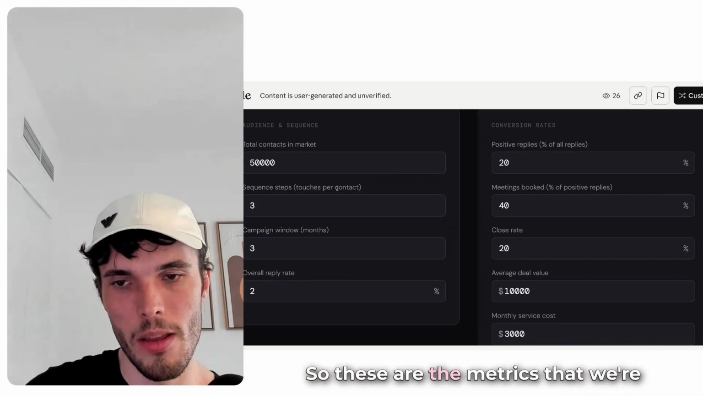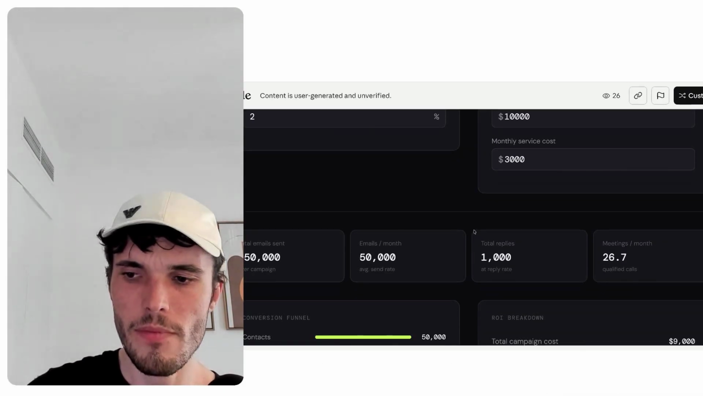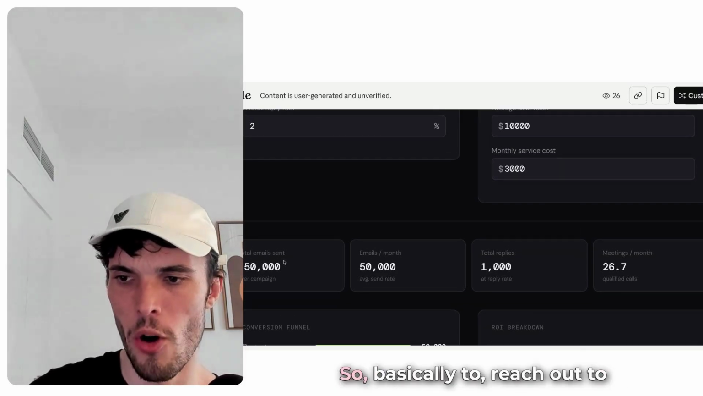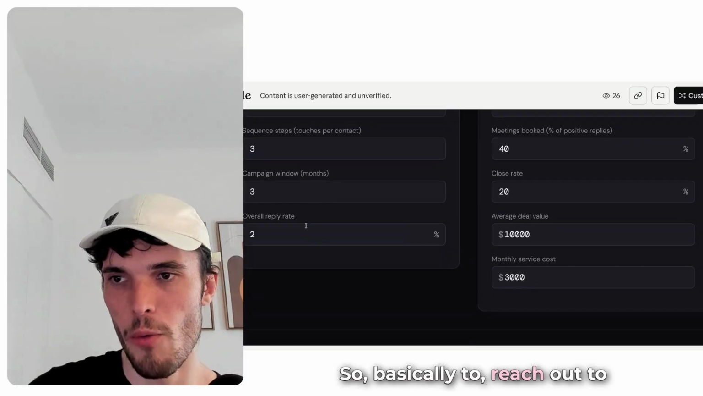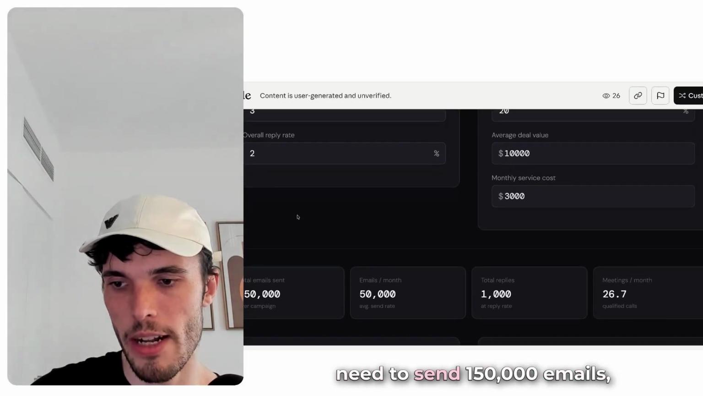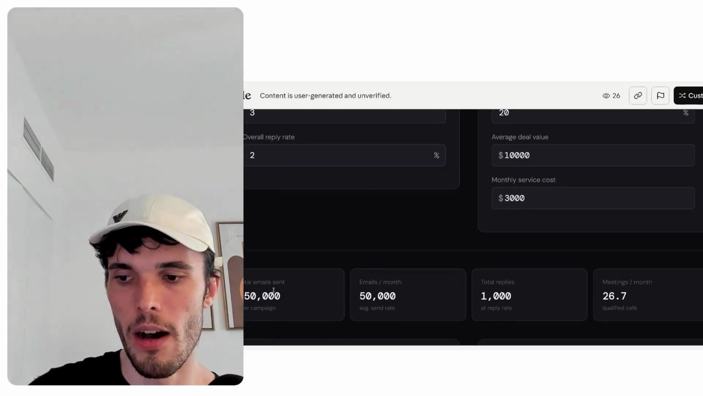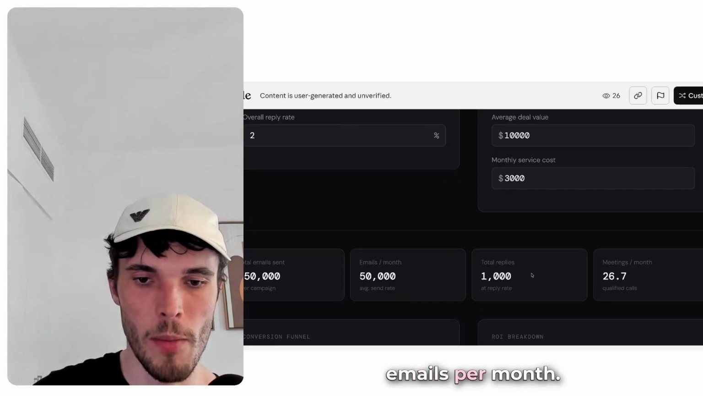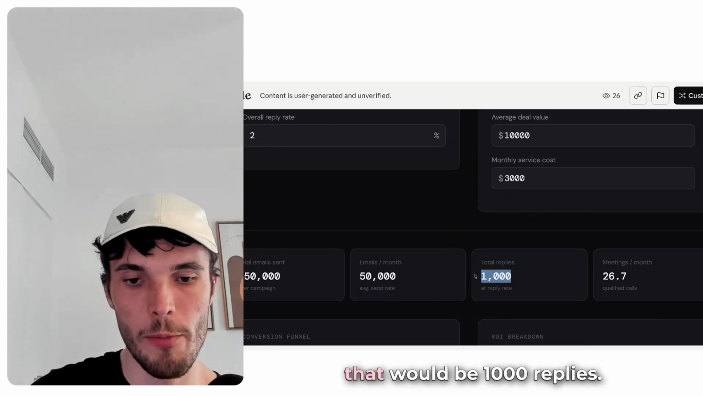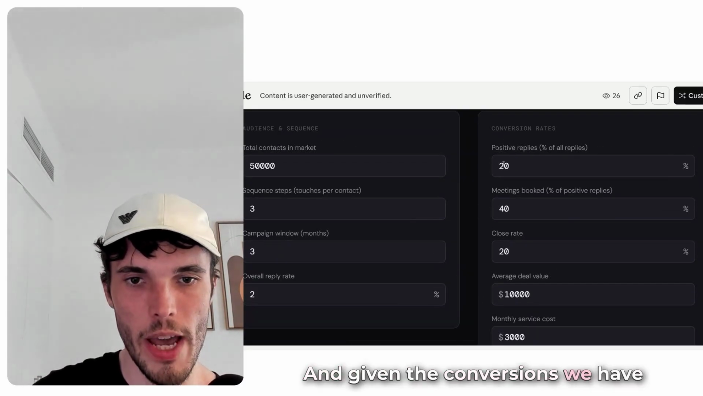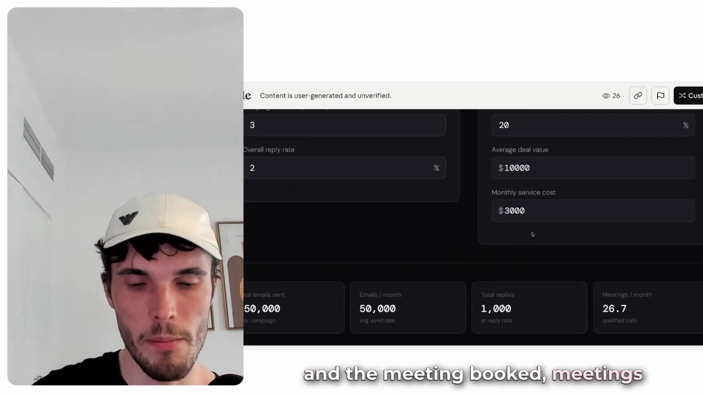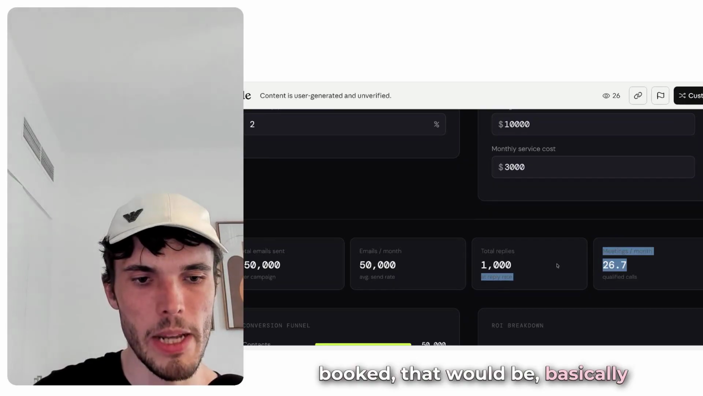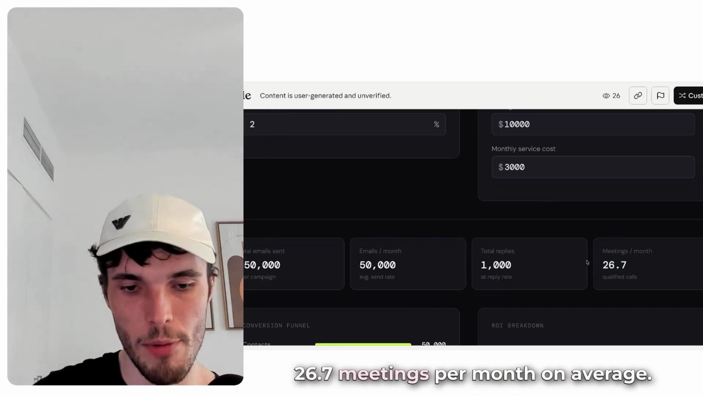So these are the metrics that we're going to be operating with here. Let's see what this results in. To reach out to the entire total addressable market, we will need to send 150,000 emails over the span of these 3 months. That would be 50,000 emails per month. And given the reply rate, that would be 1,000 replies. And given the conversions with the positive reply rate and the meetings booked, that would be basically 26.7 meetings per month on average.